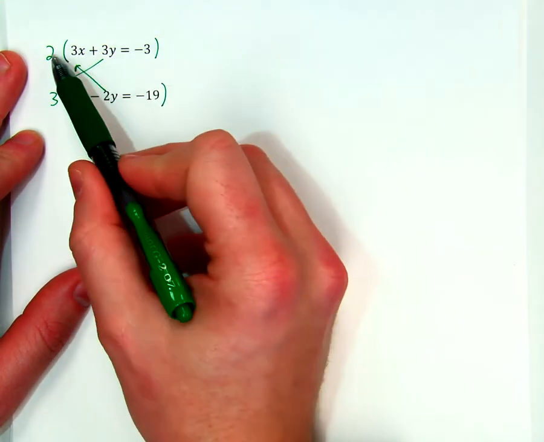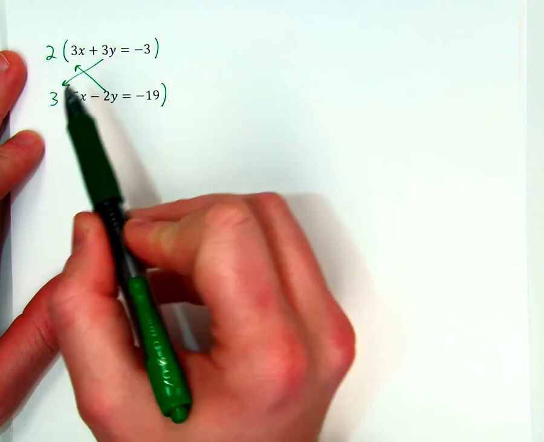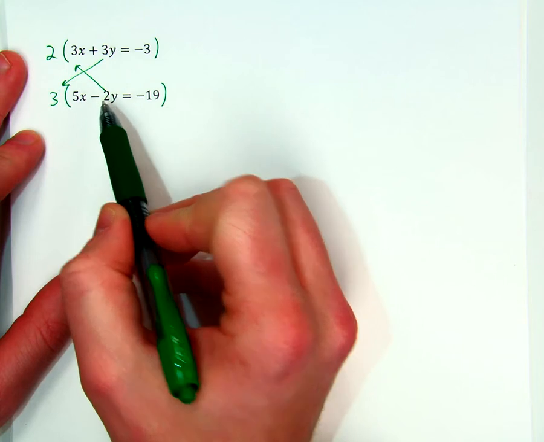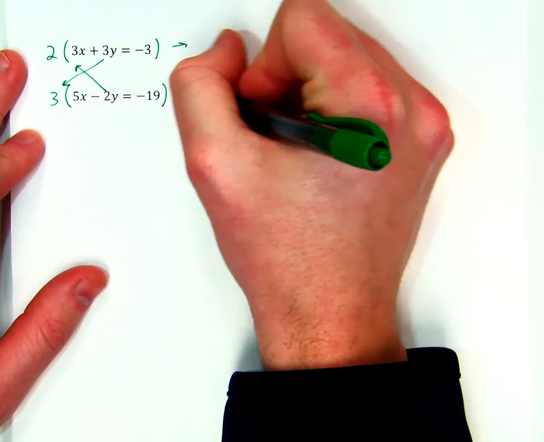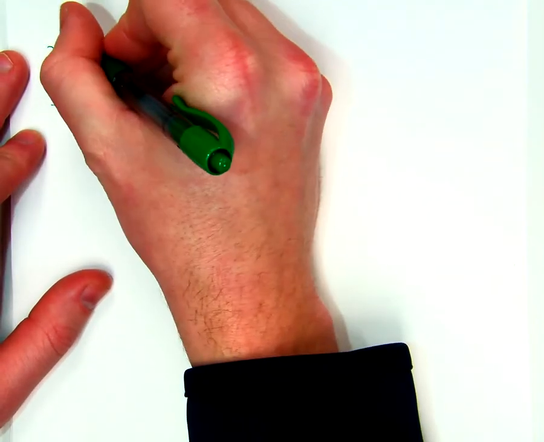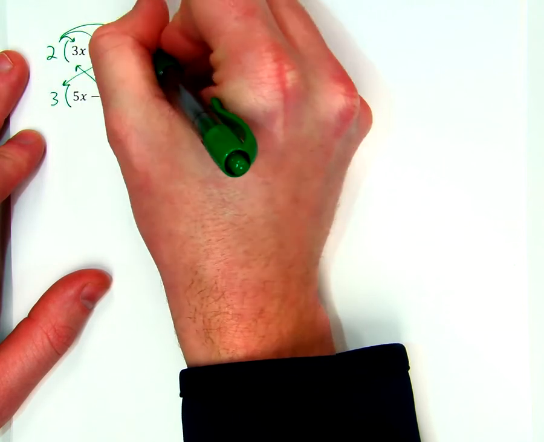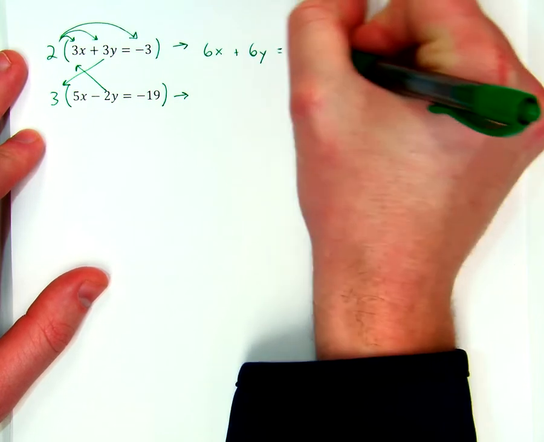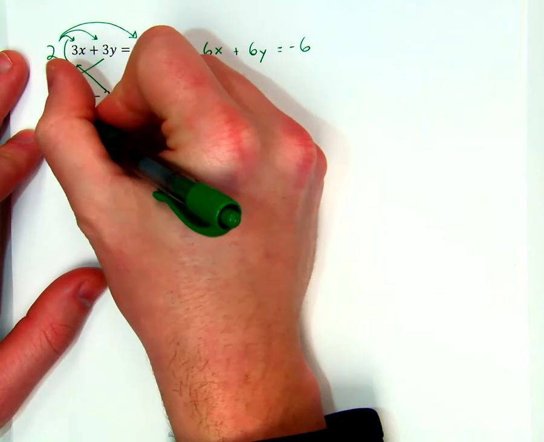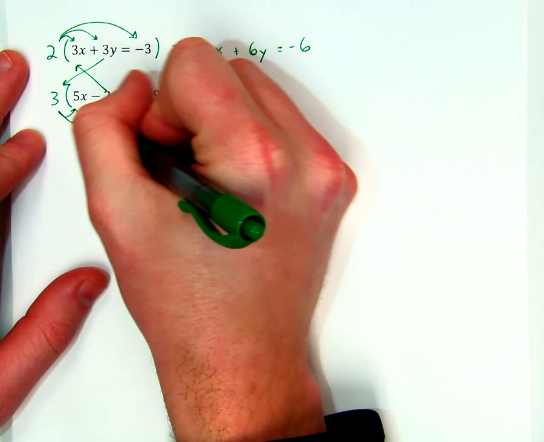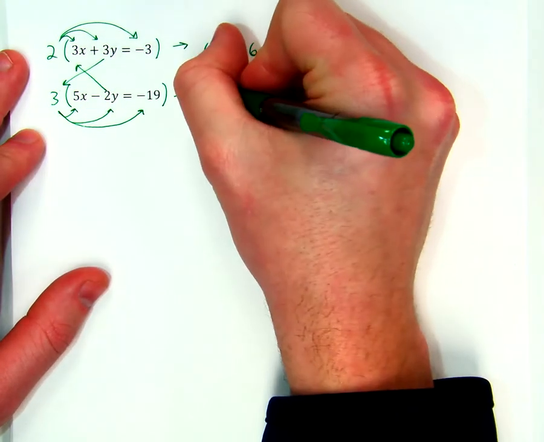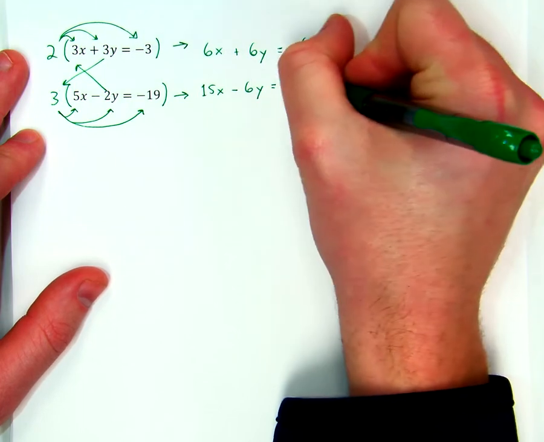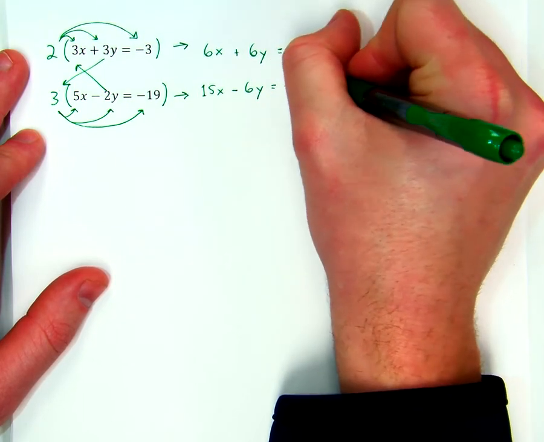And just to double check, 2 times positive 3 is going to be positive 6. 3 times negative 2 is going to be negative 6. So my y's will have the same number, but with a different sign. So when we multiply everything in this top equation by 2, we're going to end up with 6x plus 6y equals negative 6. On bottom, we're going to multiply everything in this equation by 3. So we will have 15x minus 6y equals negative 57.